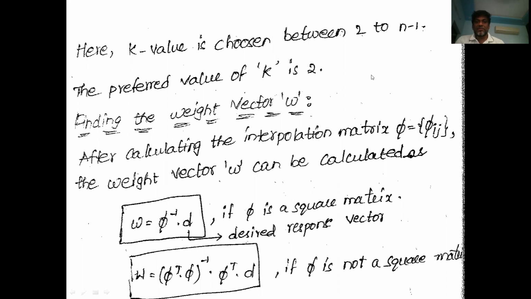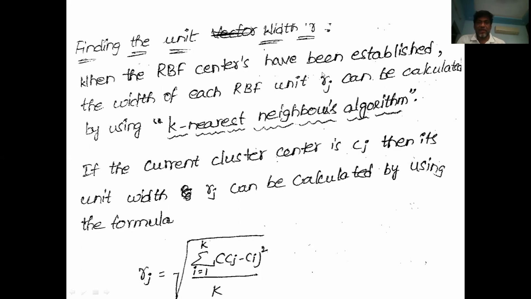Because it is the K nearest neighbors algorithm, the K value has to be chosen by the designer. Generally the K value will be chosen between 2 to n minus 1. But the preferred value for K is always 2. That means if you pick K as 2, it's a 2 nearest neighbors algorithm, so we will see the 2 nearest cluster centers only.